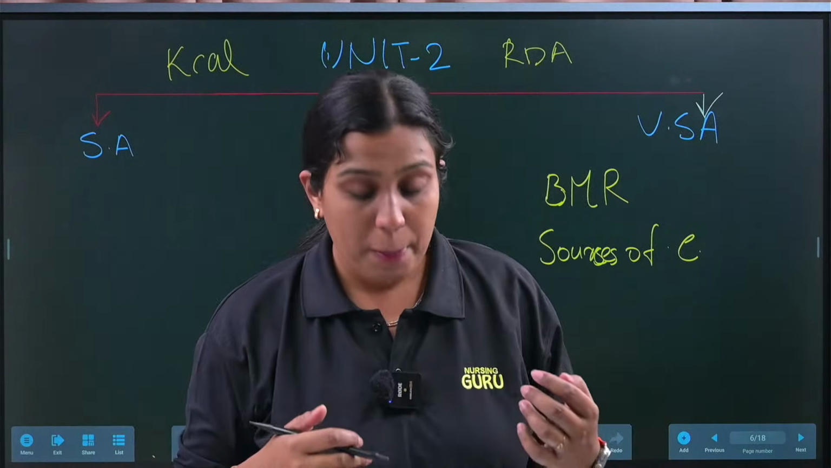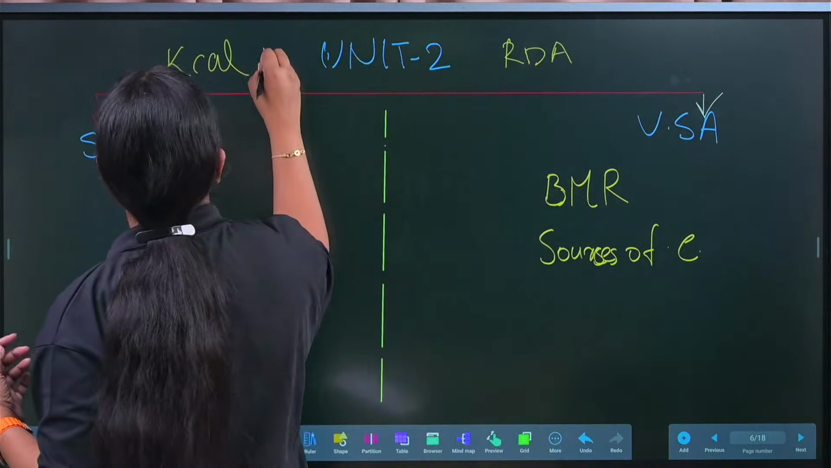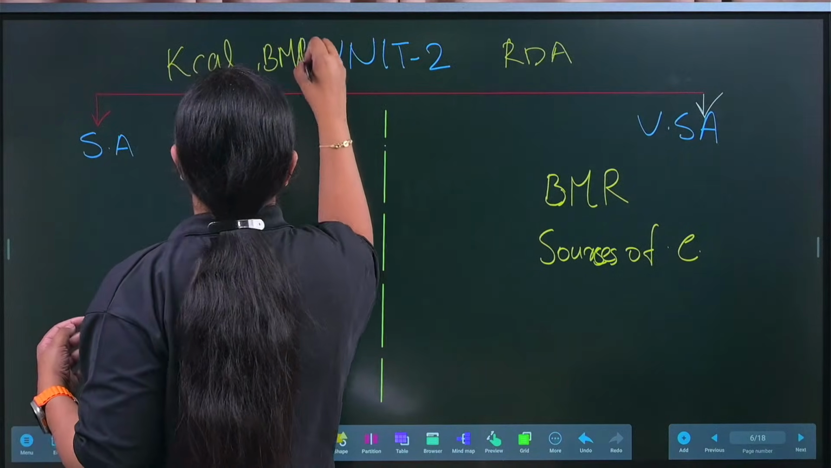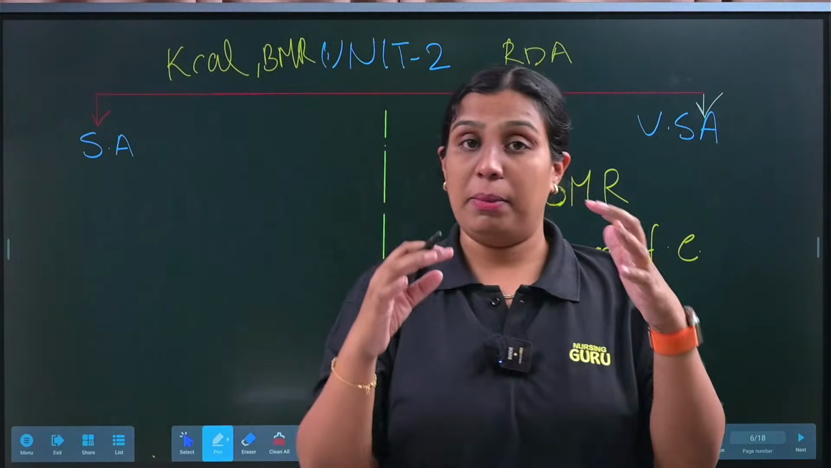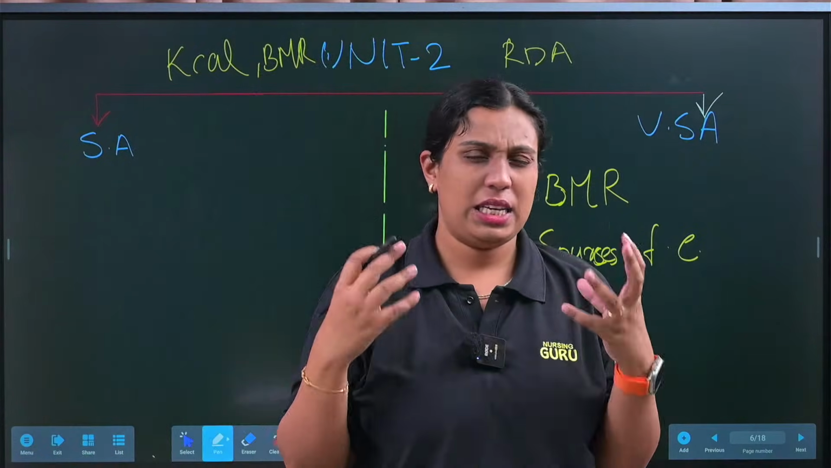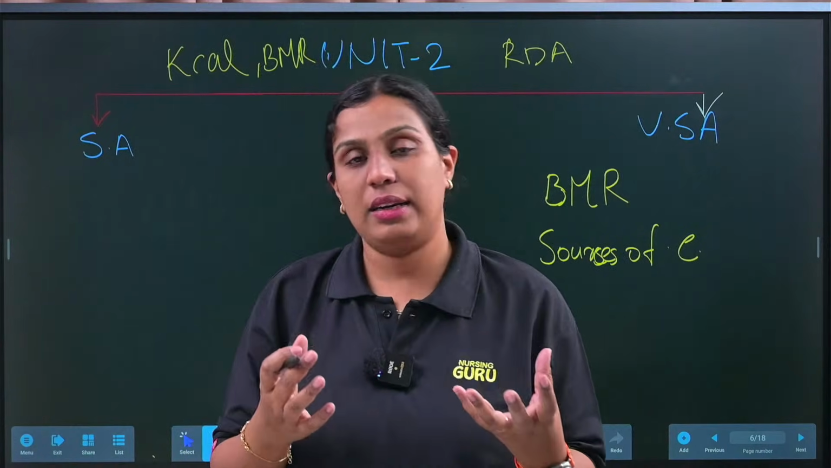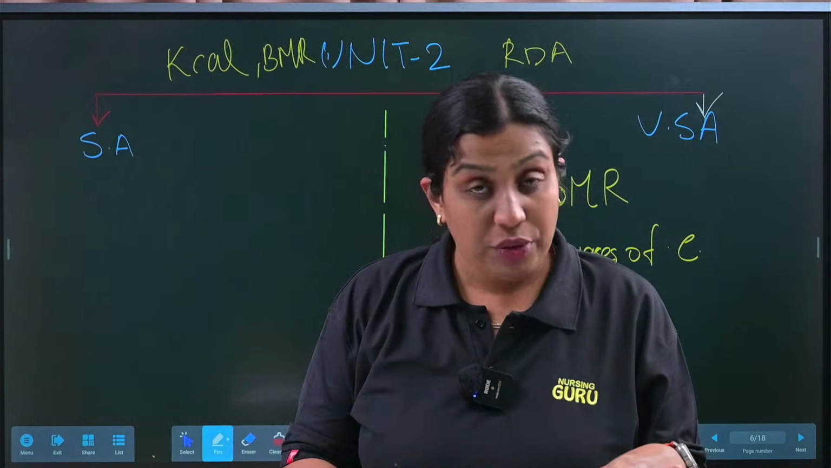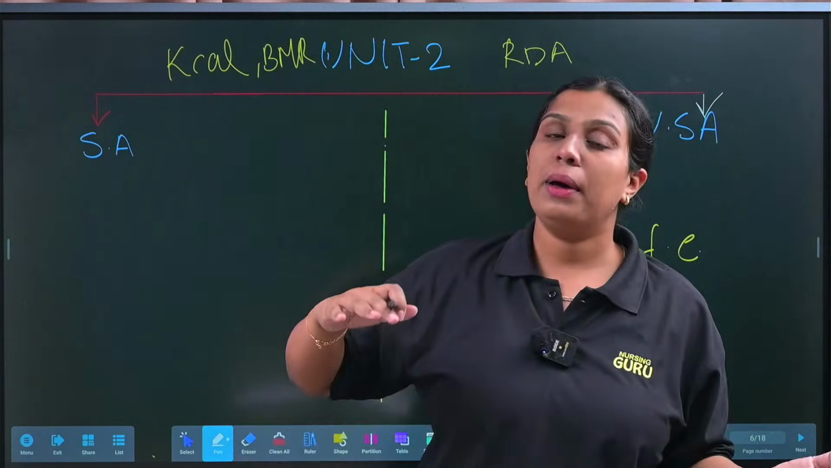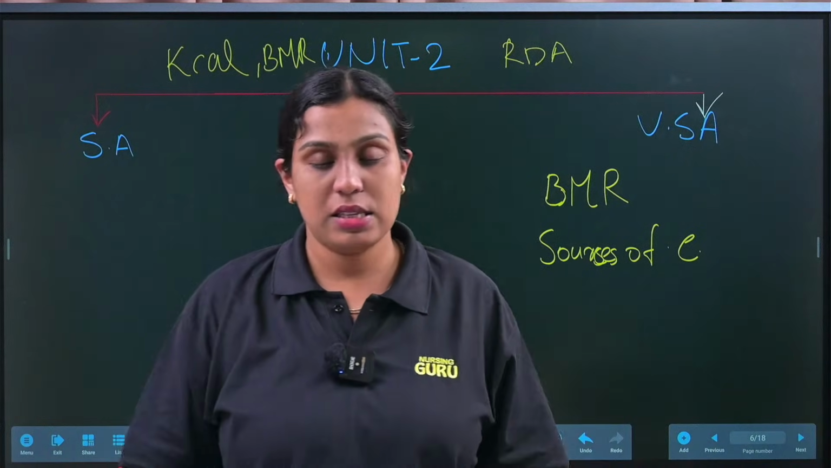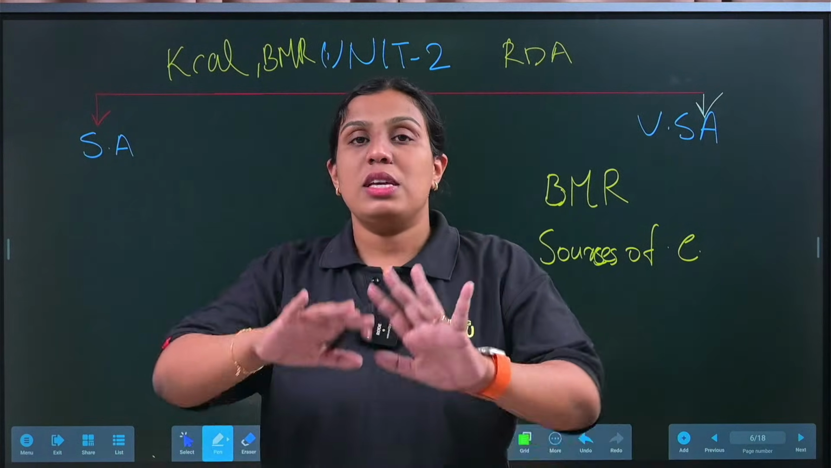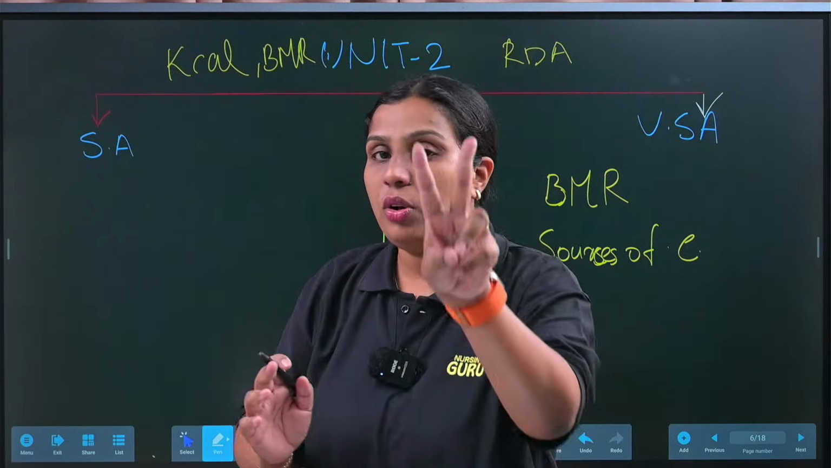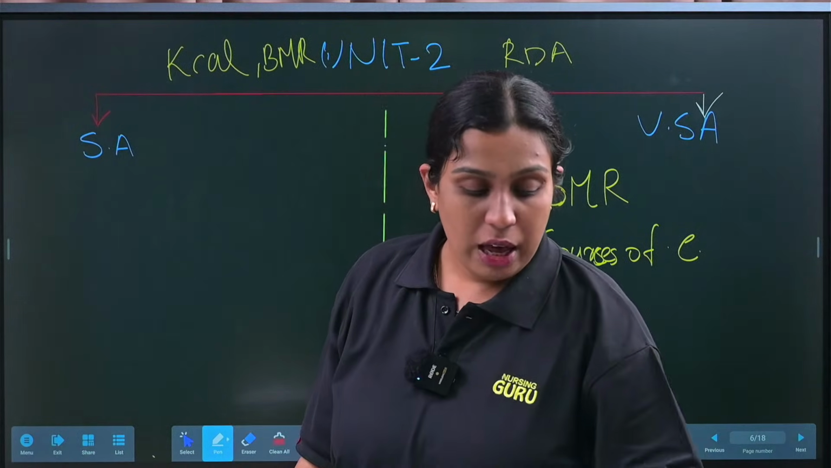Also basal metabolic rate, BMR. The definition of BMR may be expected as a question, and you should learn it because BMR is important in our life. Next is the factors affecting BMR, which is an expected question. So these are the things we learn from unit 2, which talks about carbohydrate.